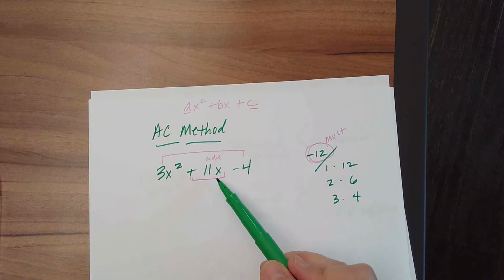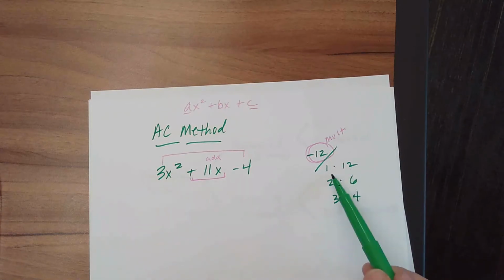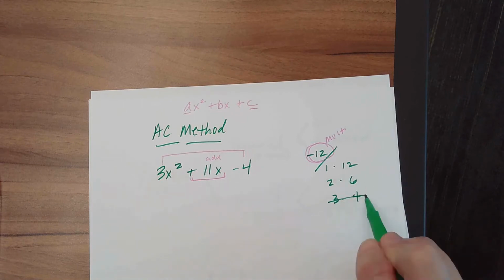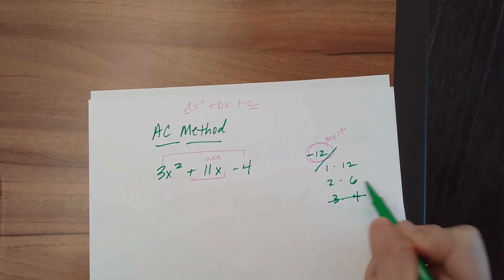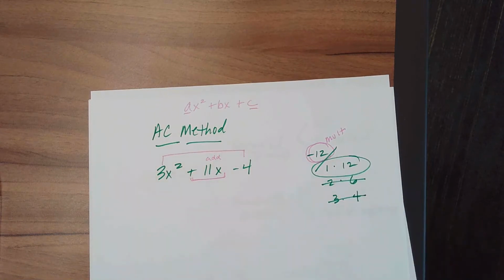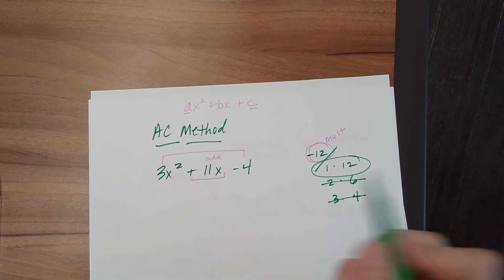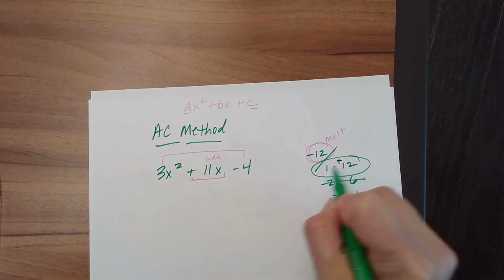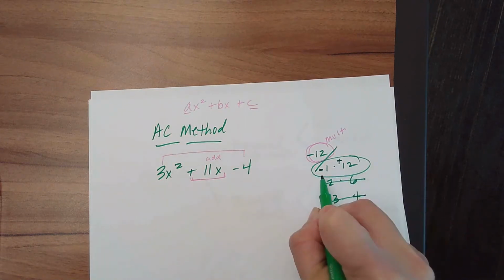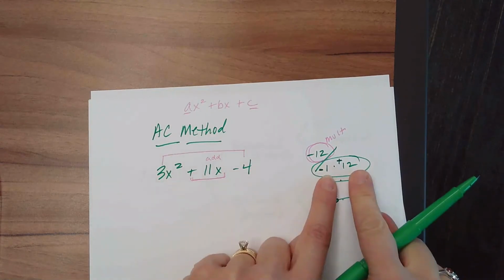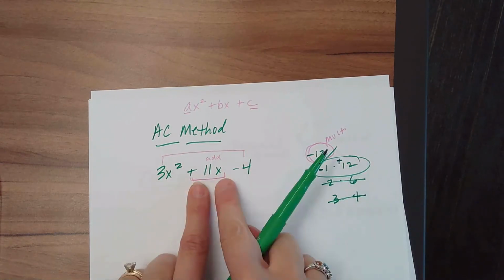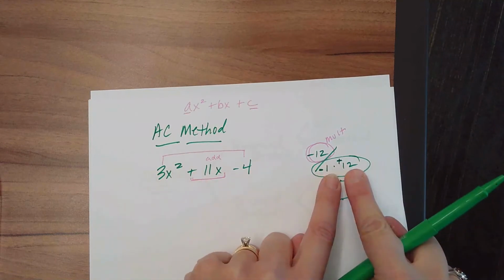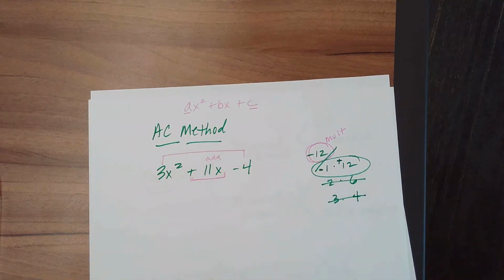The only way they're going to add to 11 is if I can add or subtract these two numbers together to equal 11. There's no way to add or subtract 3 and 4 to give me 11. There's no way to add or subtract 2 and 6 to give me 11. 1 and 12 is my only choice. So let's play around with the signs. In order to get positive 11, I need to have a positive 12 and a negative 1. So if I added these together, they give me positive 11. If I multiplied these together, they give me negative 12.